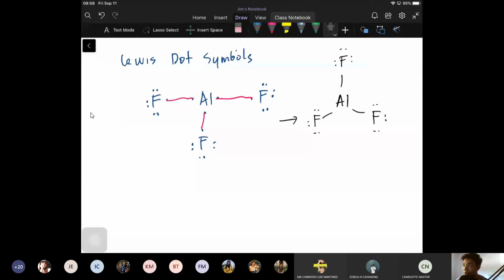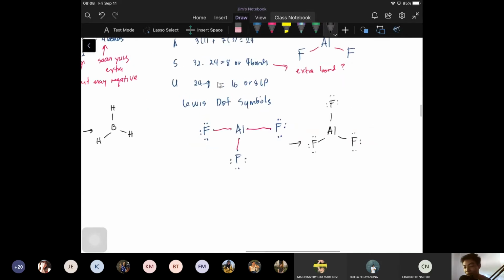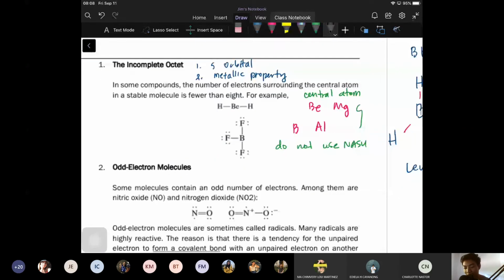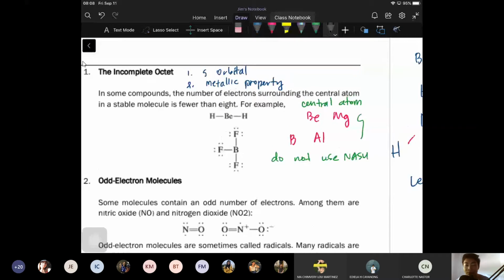So you just draw the Lewis dot symbols, then you're done, no? Tapos na. Okay. So yan, that's the first violation of the octet rule, the incomplete octet. Again, let's go back. Bakit incomplete yung octet? Number 1, s orbital lang yung kaya. Again, s orbital can only hold 2 electrons. 2 electrons lang yan pag ganyan.